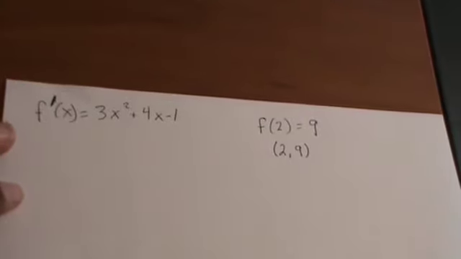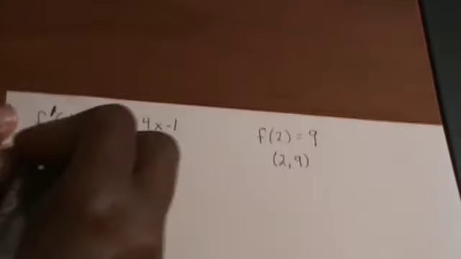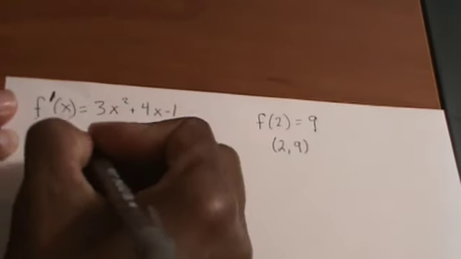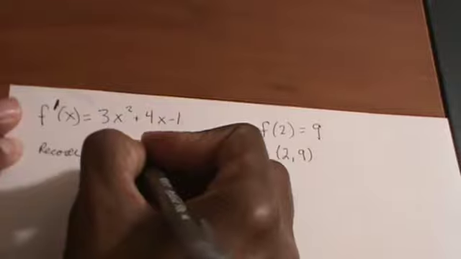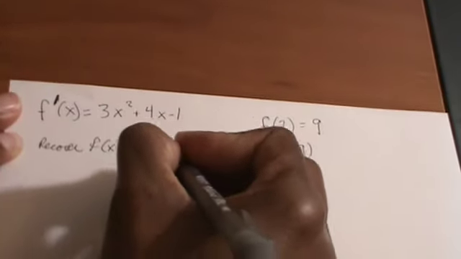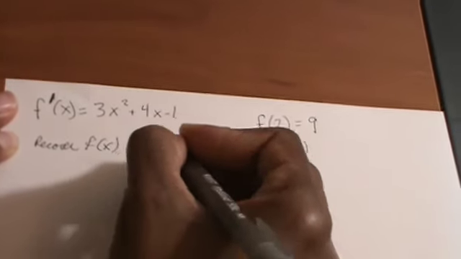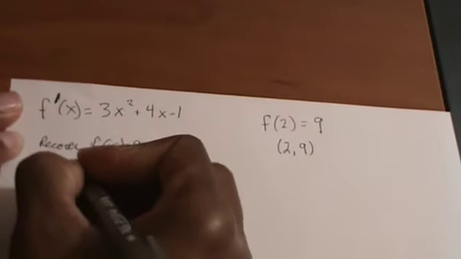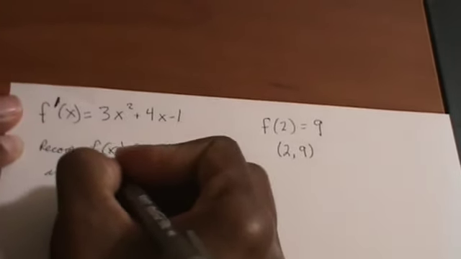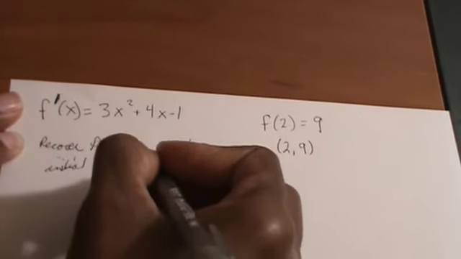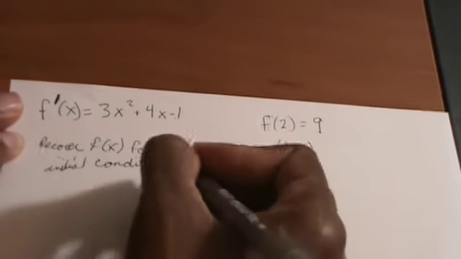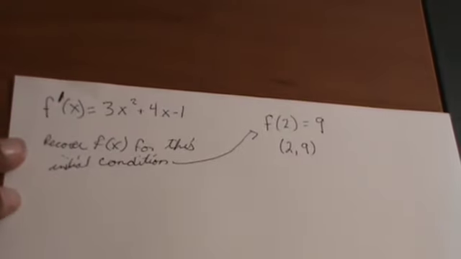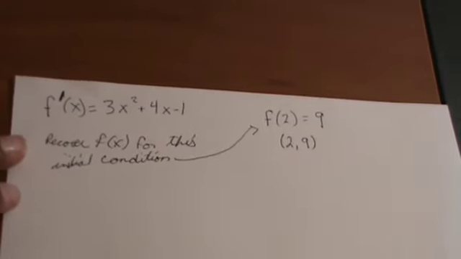All right? And in the instructions, it'll say recover f of x for this initial condition. What's the initial condition? Right there, right? They're telling you the point, the one point that your function is going through.